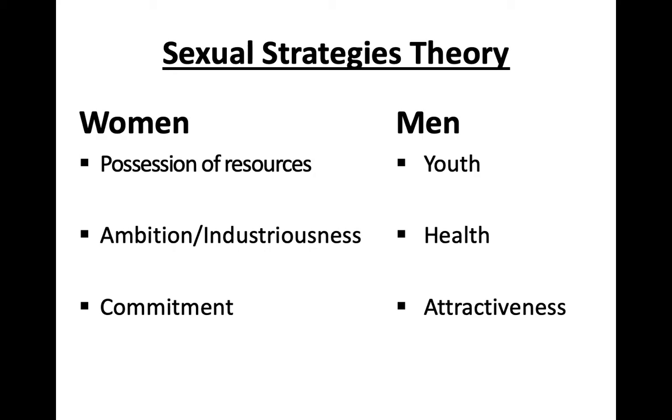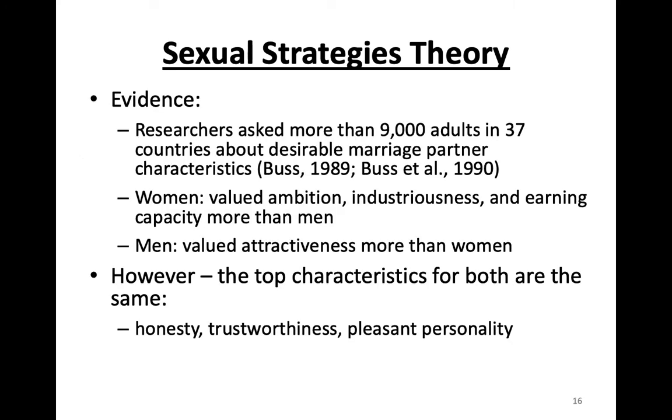So the question is, okay, that's a theory, but is it true? What research is out there? Well, here's at least some evidence. This was primarily done in the late 80s and early 90s. Researchers asked more than 9,000 adults in 37 different countries about desirable marriage partner characteristics. Women did end up valuing ambition, industriousness, and earning capacity more than men, and men ended up valuing attractiveness more than women.